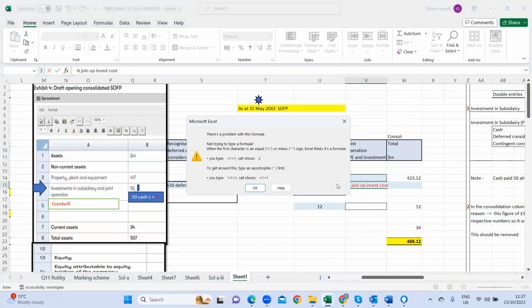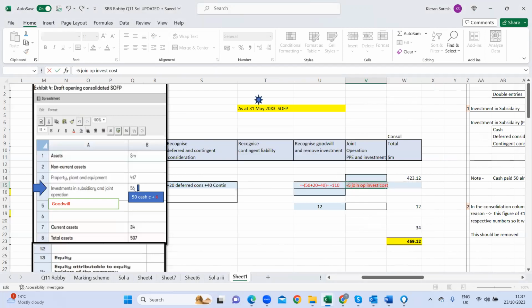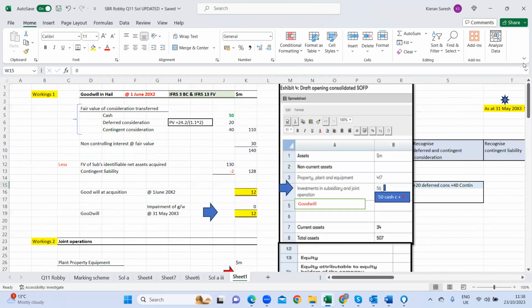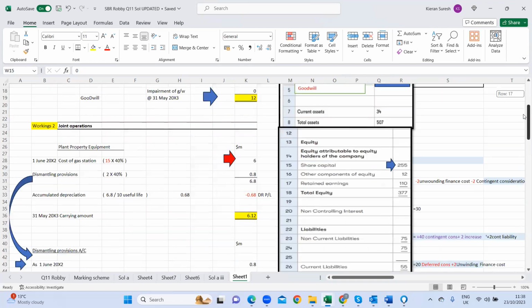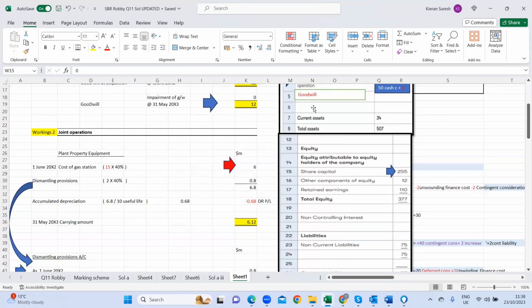Now if I remove this, you would find it easily. This is 60 and 56, so 116. And so I have minus 116, the figure is 0, right? So for joint operations, what is left? Now I need to record my joint operations accordingly. To start with this first, I've already done all this part.